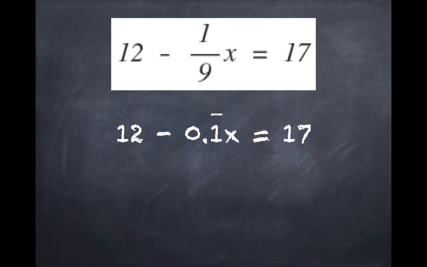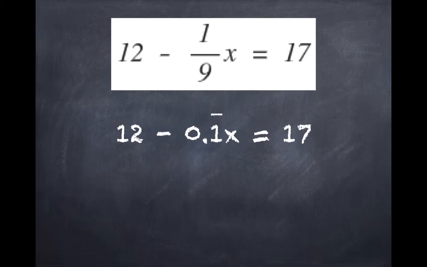Okay, let's try another one. The next problem I want you to write down is 12 minus 1/9 x equals 17. Many of you also have 1/9 memorized. You remember that that's going to be 0.1 repeating. If you don't, then you can go ahead and use your calculator and do -1 divided by 9. Notice that since there is a subtraction sign, I'm treating that decimal as a negative number.